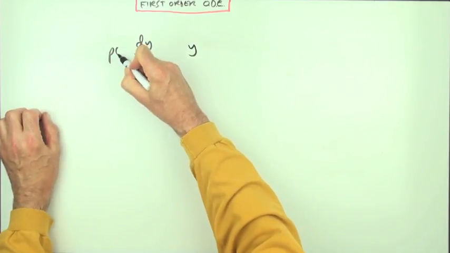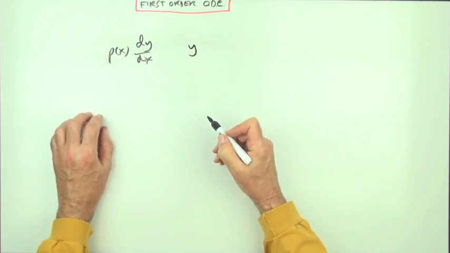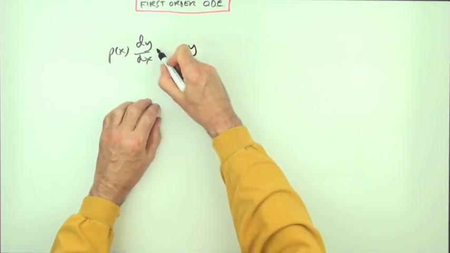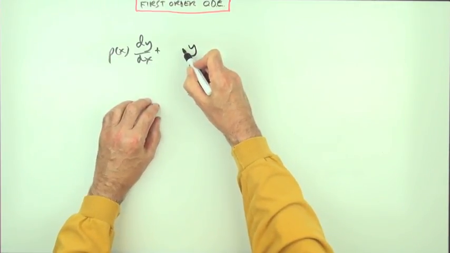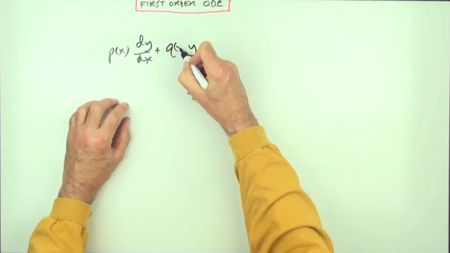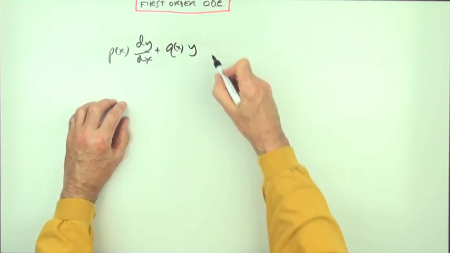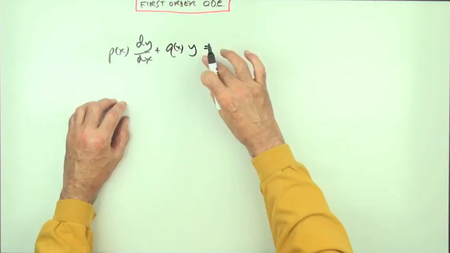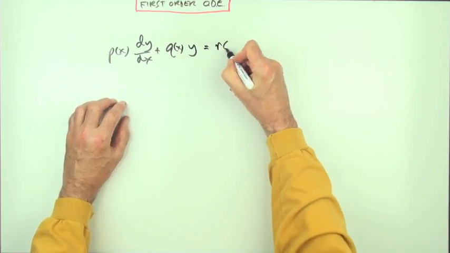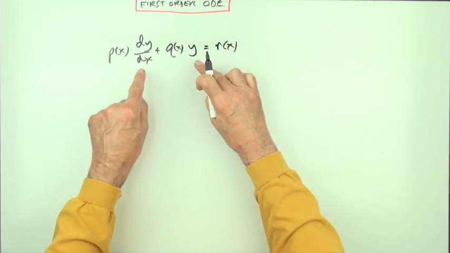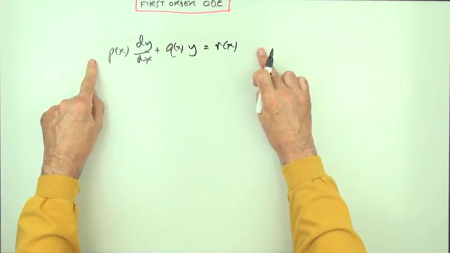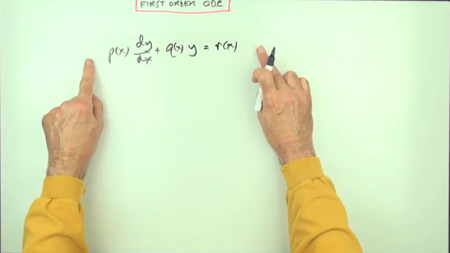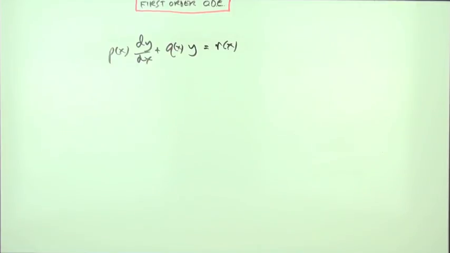So I'll just call it, for instance, something like p of x. Some number of y, which could just be a number, or a function of x. Call that q, for instance. And the third part would be, you can put it on either side, a term that doesn't involve either of them. That would be the full form for a linear first order ordinary differential equation.